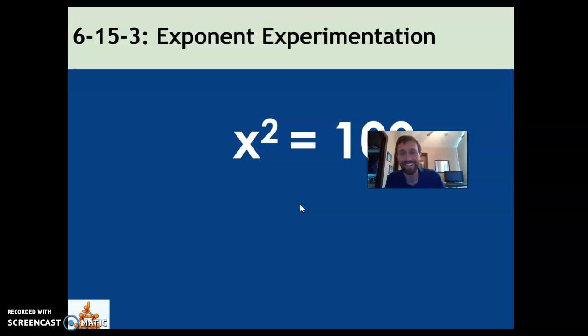All right, and so help me out with this. X to the 2nd power is equal to 100. What does this x have to be equal to? And you guys all know that x must be equal to 10, right? X is equal to 10.